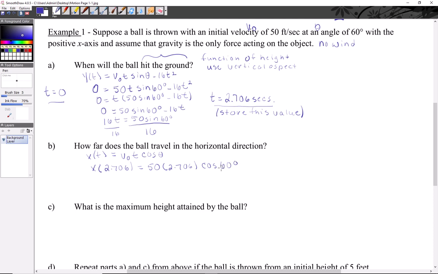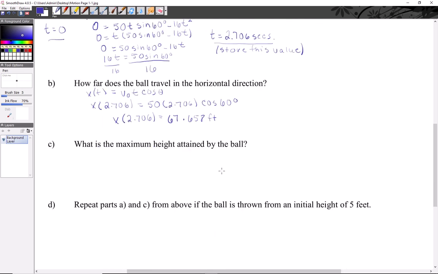And that's pretty easy. x at 2.706: just throw that in your calculator, and again, make sure you're in degree mode. That'll be 67.658 feet. All right, so that answers that question. Okay, 2 down, a couple more to go.